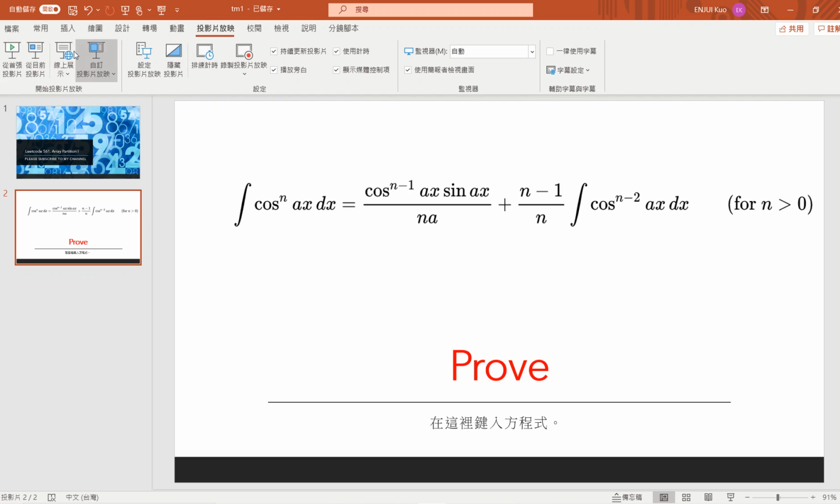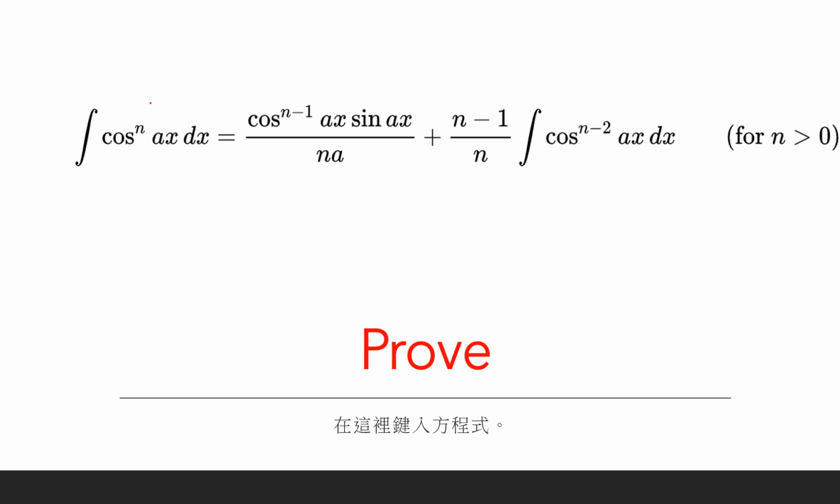In this video, we are just trying to prove this integration formula for cosine to the n of ax dx. In order to prove this, we can write cosine n minus 1 ax times cosine ax dx, and then this is 1 over a d sine ax, and then we use integration by parts.